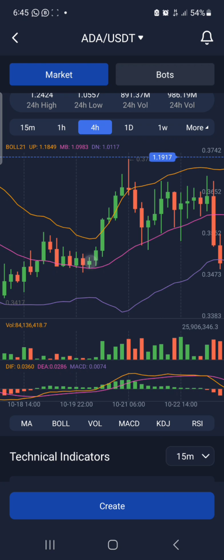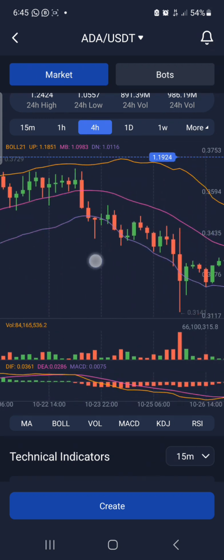I don't know if you've seen that. Each time the volume is high here, the market goes up. You get it? And each time the volume is high here, the market goes down. So those are some of the things you can use on the MACD for you to determine the market entry.